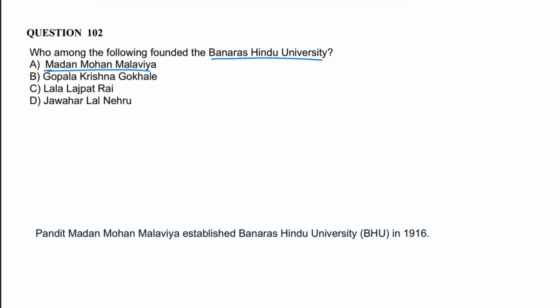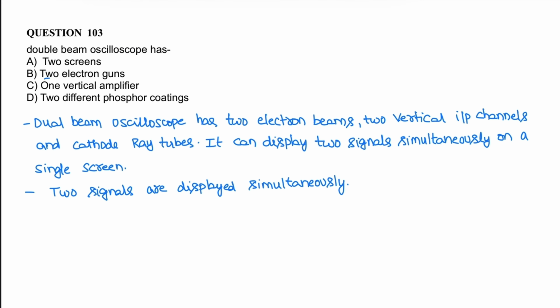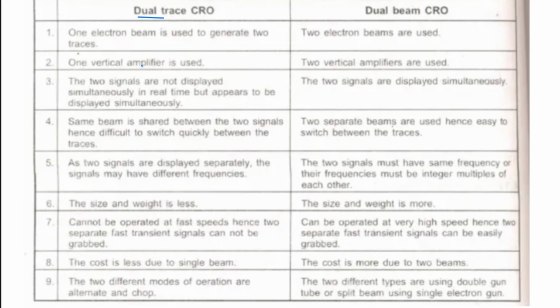Next question. Dual beam oscilloscope has two electron guns. So let us see the comparison of dual beam oscilloscope and dual trace oscilloscope. In dual beam oscilloscope, there are two electron guns and two vertical amplifiers are used, and two signals are displayed simultaneously. Two separate beams are used. Whereas in dual trace CRO, one electron beam is used to generate two traces, with only one vertical amplifier. But in dual beam there are two vertical amplifiers.